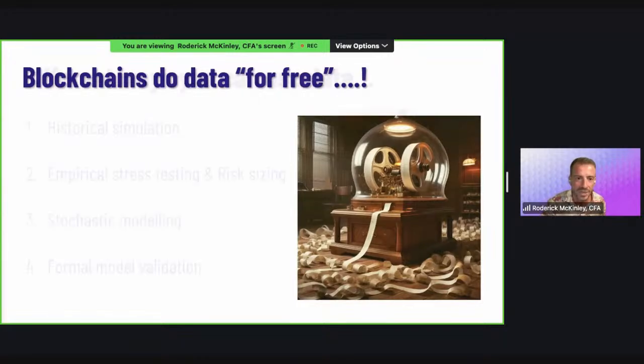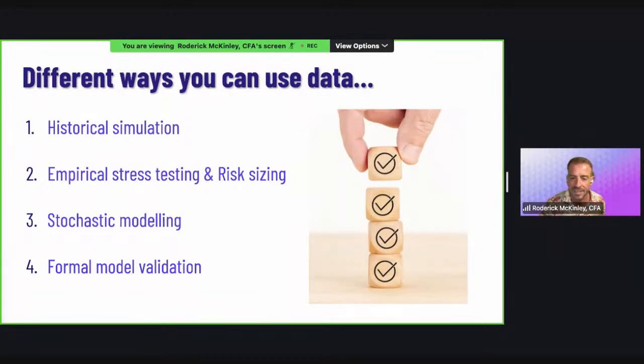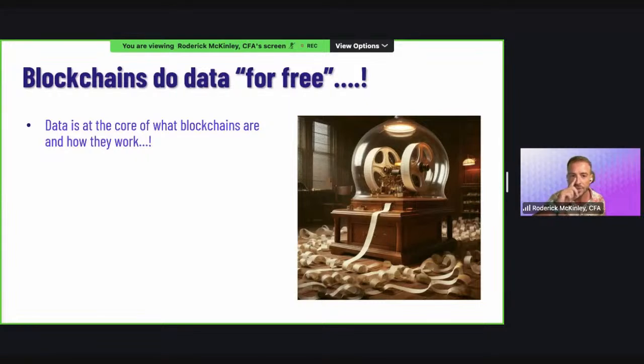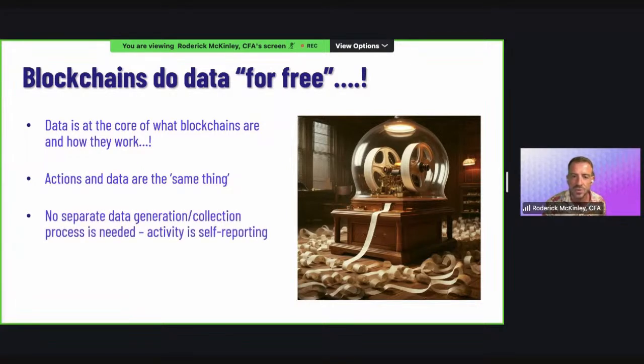But we're really lucky here. We're blessed because blockchain technology not only gives us deep opportunities for engineering and control, but it also offers us cheap data generation and monitoring right out of the box too. Data is at the very core of what blockchains are and how they operate. Actions on a blockchain and data are the same thing. And economic data as such is fundamentally self-reporting. This is really new and exciting.